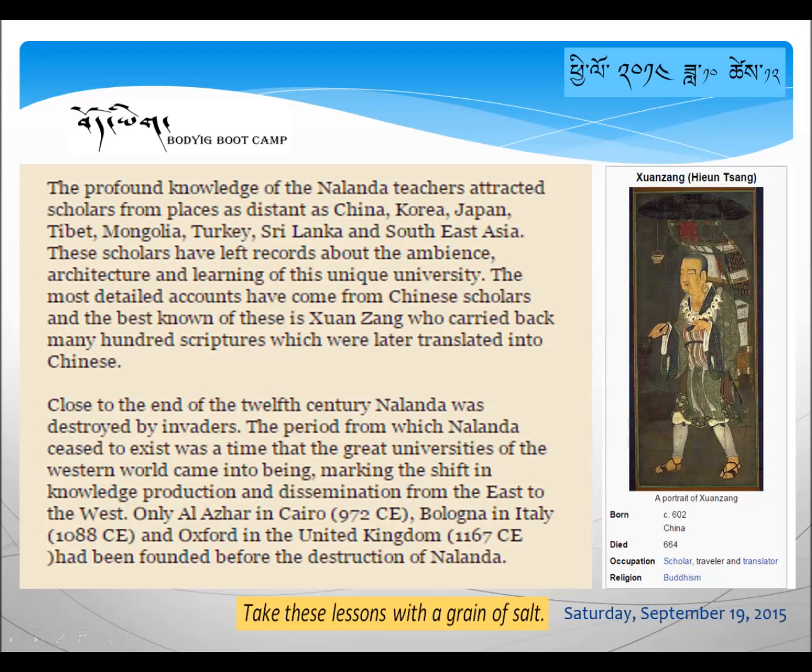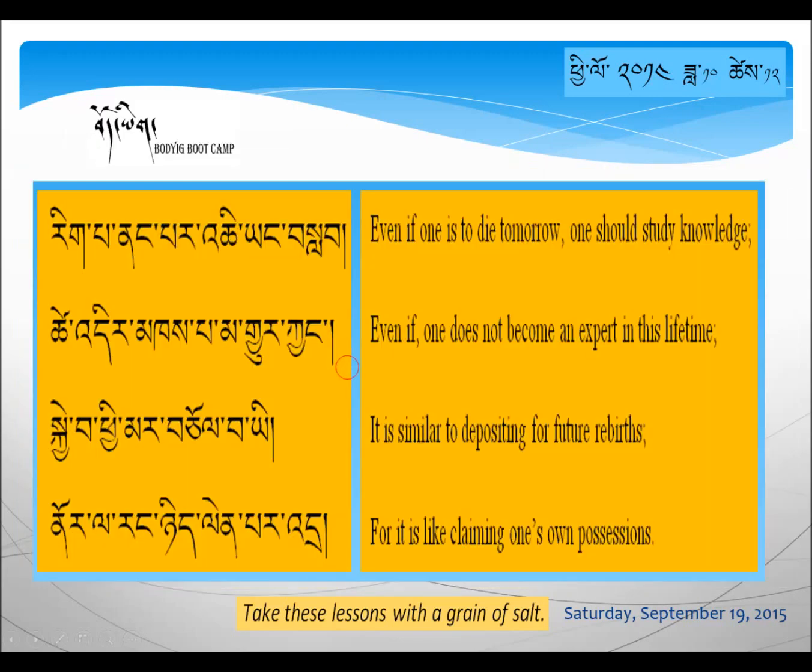The period when Nalanda ceased to exist was a time that the great universities of the Western world came into being, marking the shift in knowledge production and dissemination from the east to the west. Only Al-Azhar in Cairo, Bologna in Italy, and Oxford in the United Kingdom had been founded before the destruction of Nalanda. So this is again also a screenshot from Sarath's book.